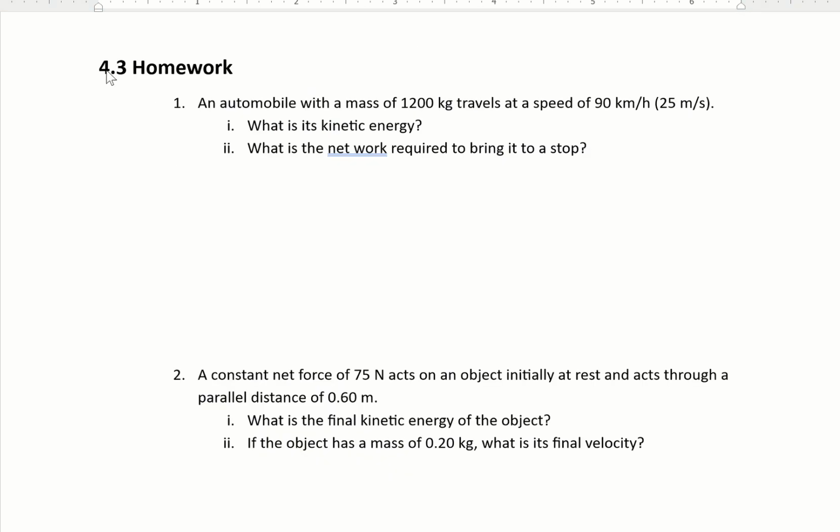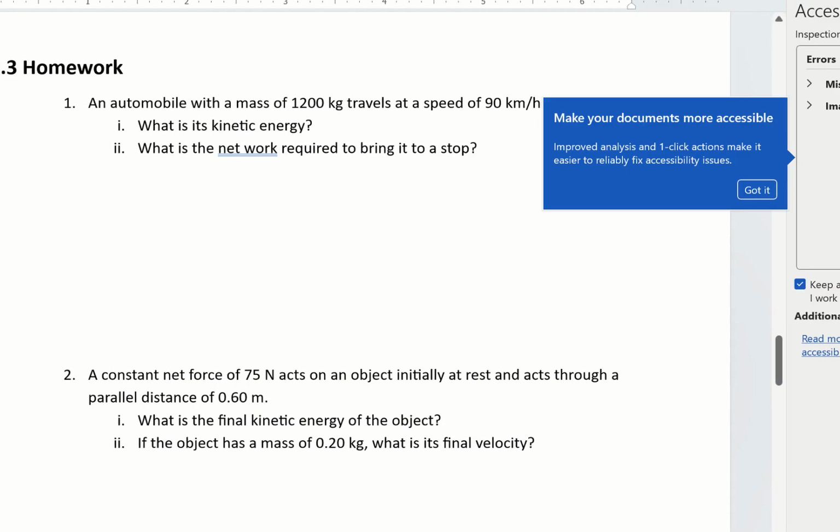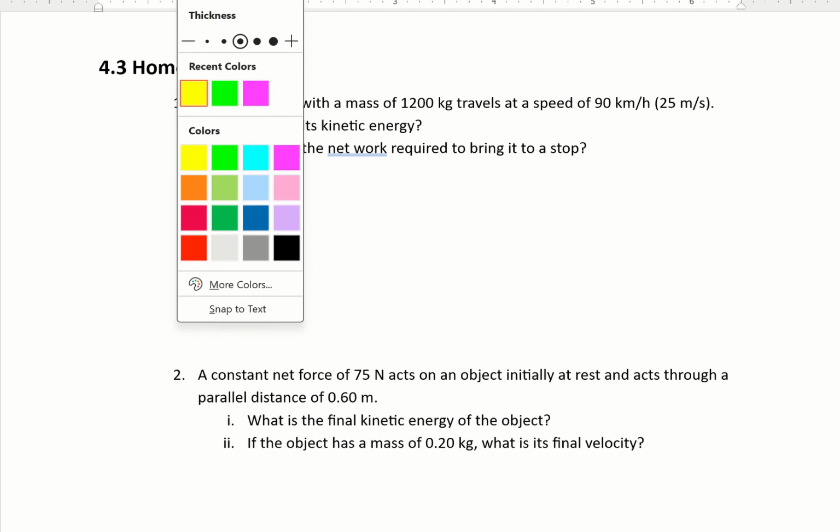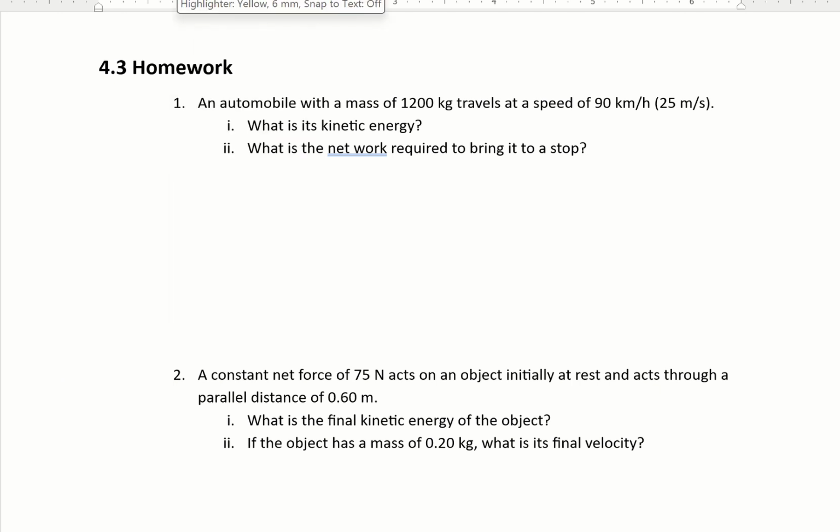Okay, so I'm going to do these homework problems. So here we have an automobile. Sorry about that. We have a car. It has a mass of 1,200 kilograms. It's traveling at 25 meters per second. So first we're being asked, what's its kinetic energy?